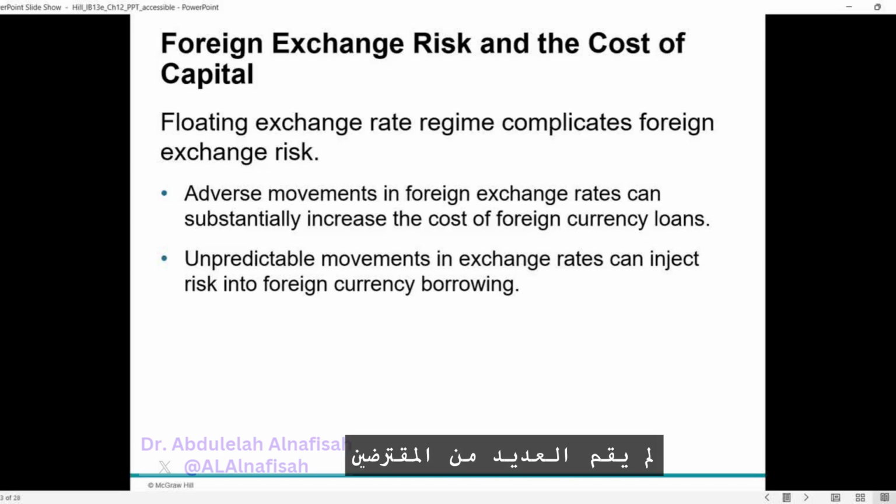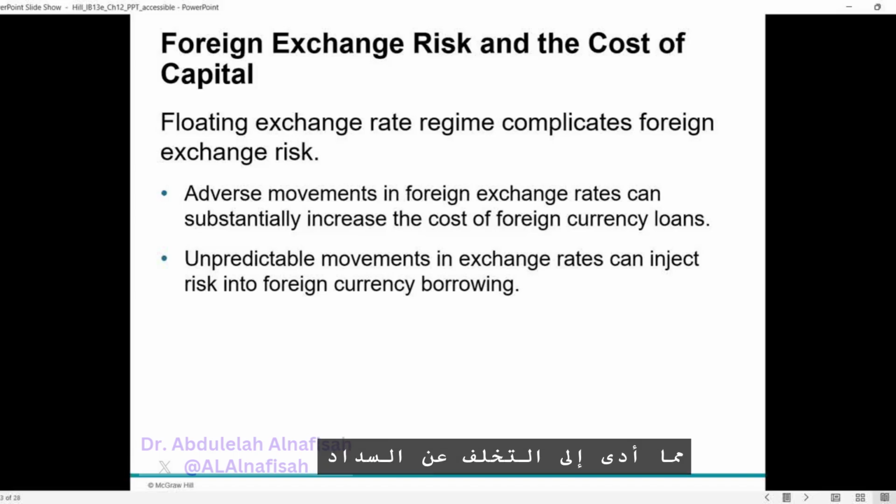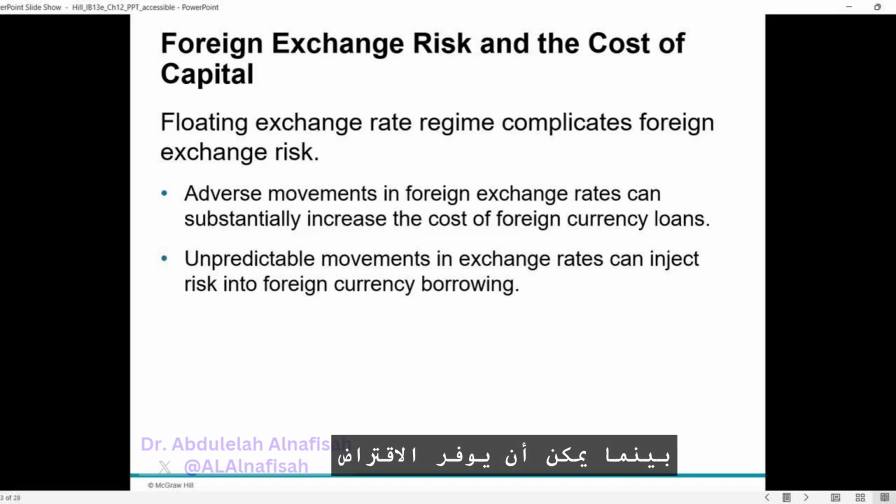However, many borrowers did not hedge their loans in 1997, leading to defaults when their currencies collapsed. Ultimately, while borrowing in foreign currencies can offer lower interest rates, firms must carefully consider the risk of currency fluctuations and the possibility of higher borrowing costs. The forward exchange market offers limited protection, especially for long-term loans.